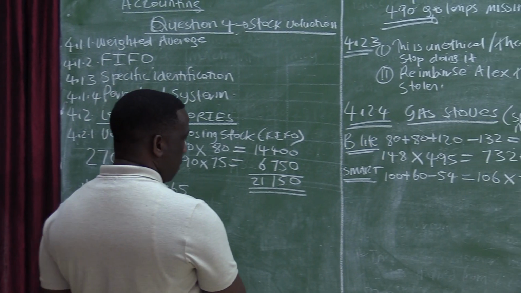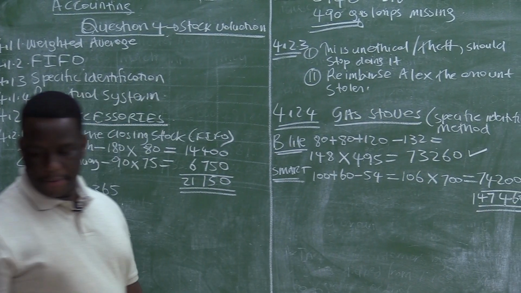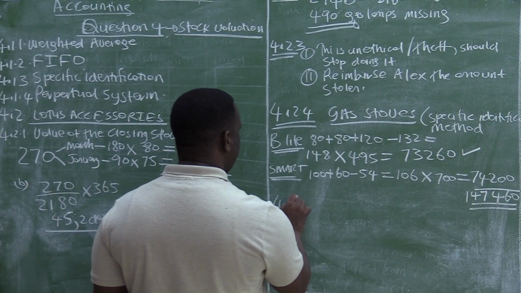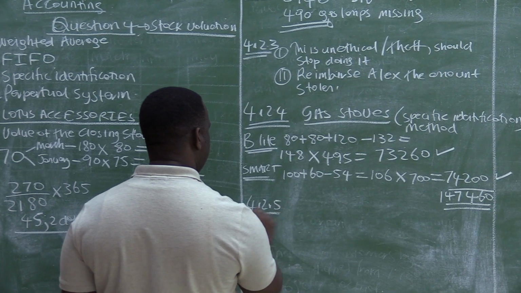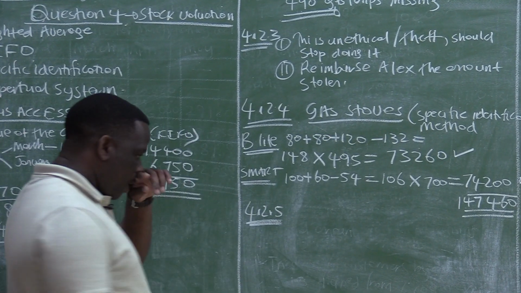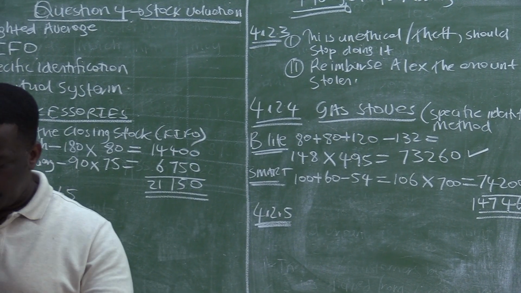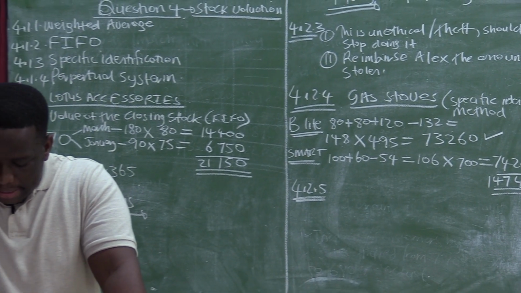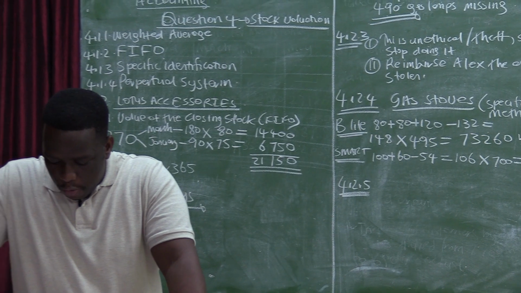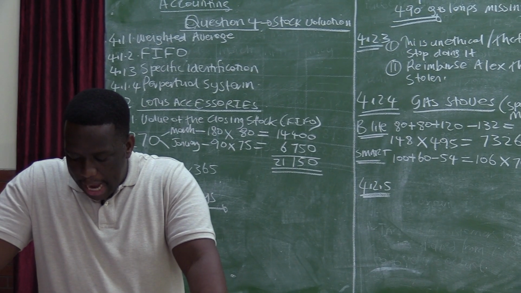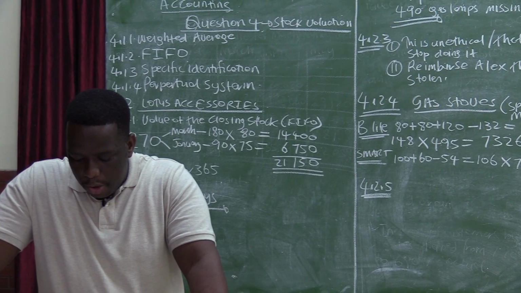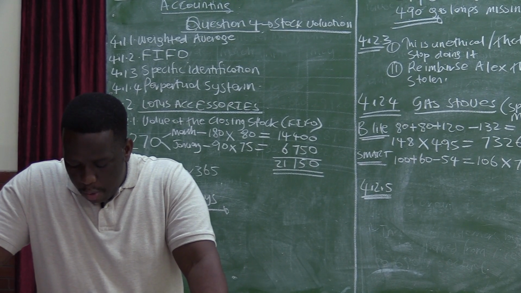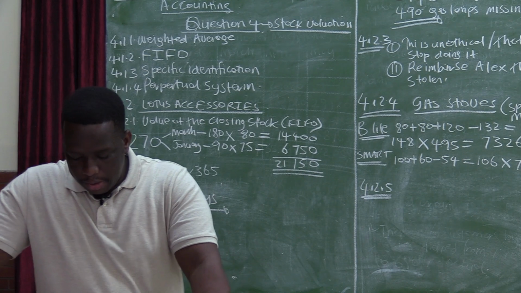Right. 4.2.5. Calculate. Alex thinks he should stop selling gas stoves as they are causing a liquidity problem and the profit is low. Provide figures to support his opinion.